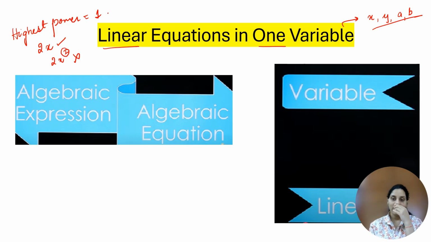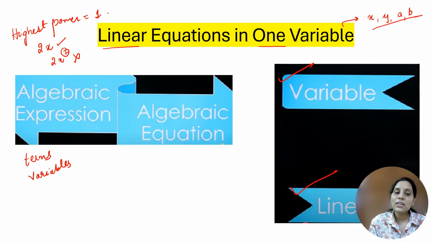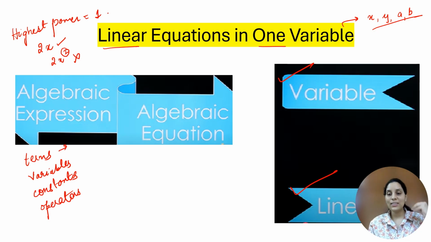Now we have seen variable and linear. What is an algebraic expression? An algebraic expression consists of terms, variables, constants and operators. Let me explain each. Terms are divided by plus or minus signs. Variables we just saw, alphabets. Constants are fixed numbers, 2, 3, 5. And operators are plus, minus, division and multiplication.